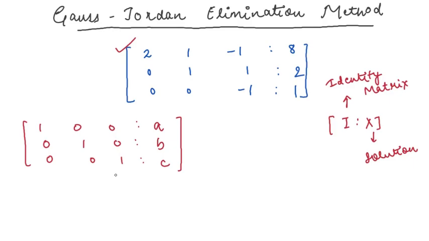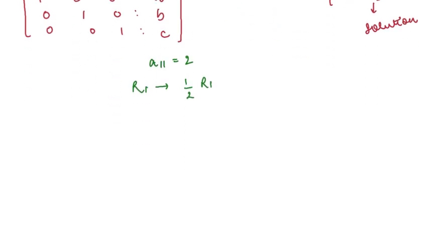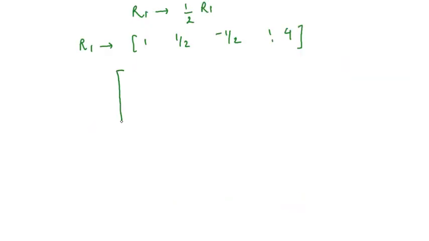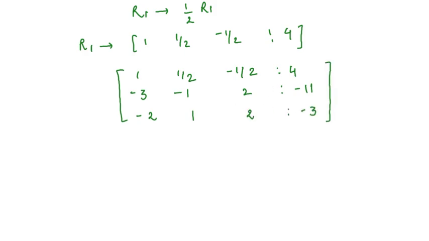Now we have the first pivot as 2. To make the calculations easier, we first convert the pivot into 1. That means we convert the first row to half of row 1. So this row becomes 1, minus 1/2, 4. And hence the matrix becomes 1, 1/2, minus 1/2, 4; minus 3, minus 1, 2, minus 11; minus 2, 1, 2, minus 3. Now eliminate this minus 3.